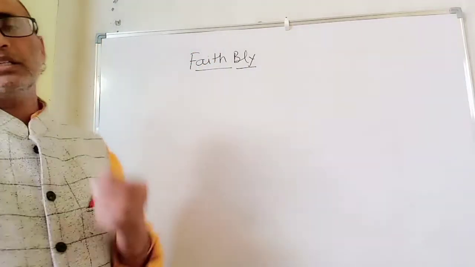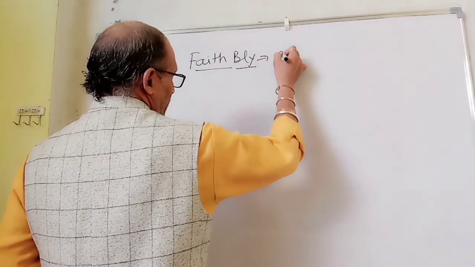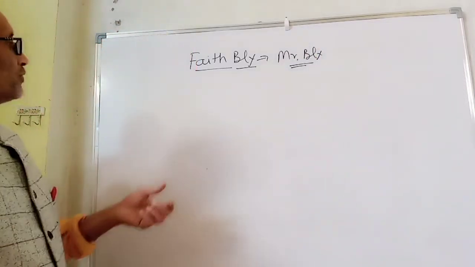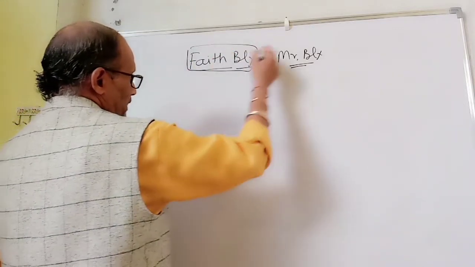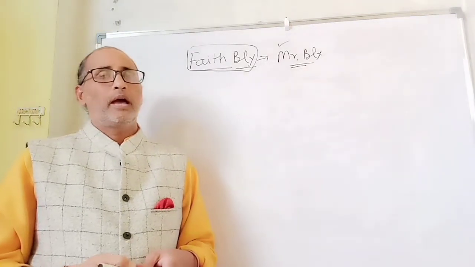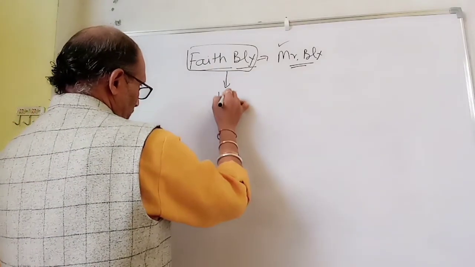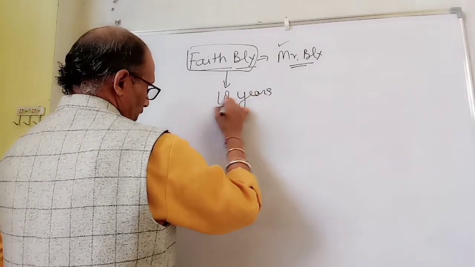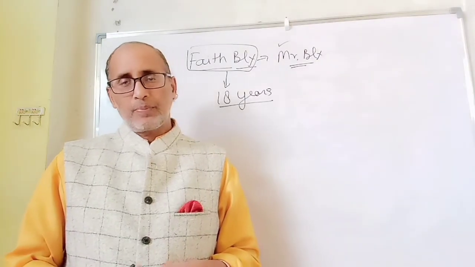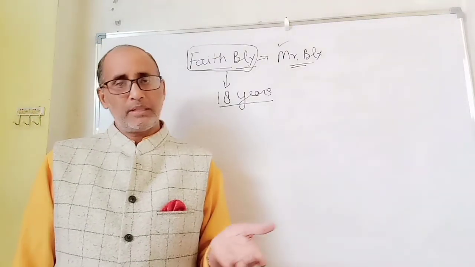Faith Bly is an innocent girl, and she is the daughter of Mr. Bly. Mr. Bly is the father of Faith Bly, and he brings his daughter up in a proper way, and she goes on growing. When she is 18 years old, a sad event happens in her life, because she meets a boy and she falls in love with that boy.